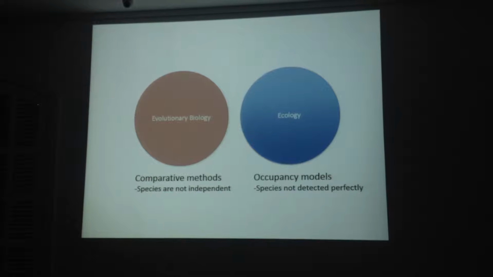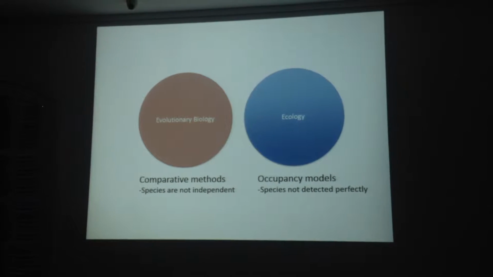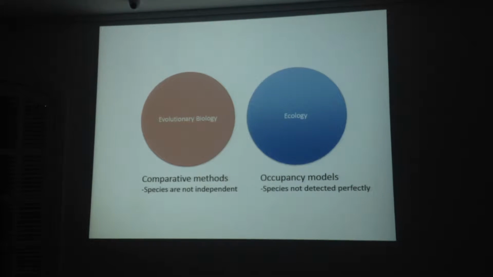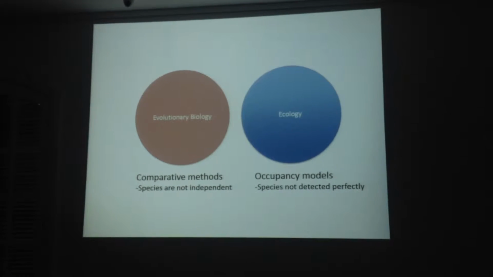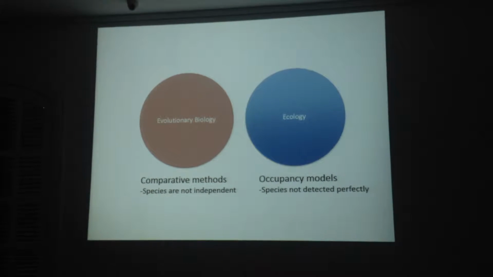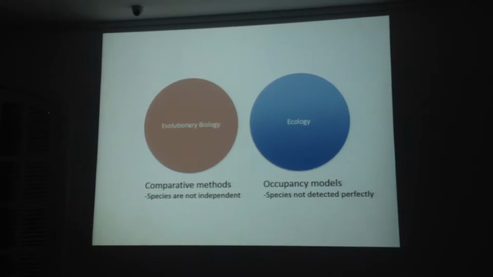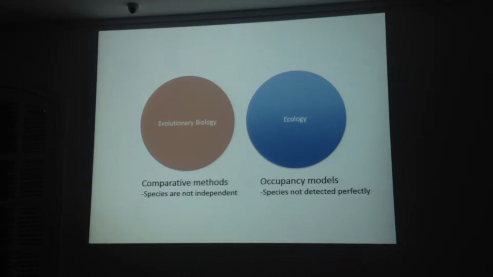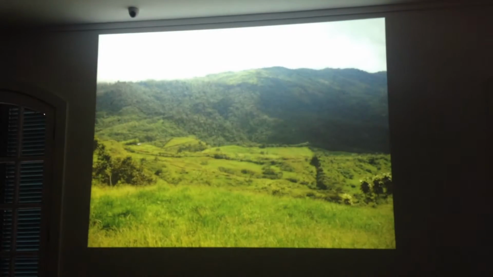In terms of ecology, a large approach in the last 10 years or so has been thinking about this problem of imperfect detection, and methods in terms of hierarchical models have been developed to try to measure that imperfect detection and account for it statistically. So I'm going to be talking about the interface between these 2 fields and how we can leverage both of them to come towards a better analysis of community data.